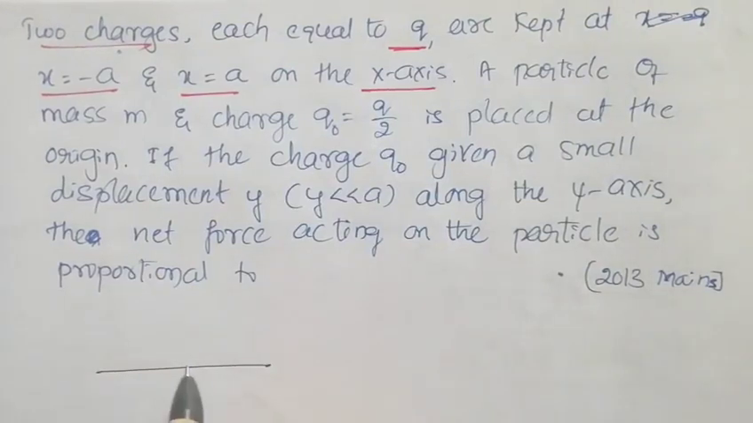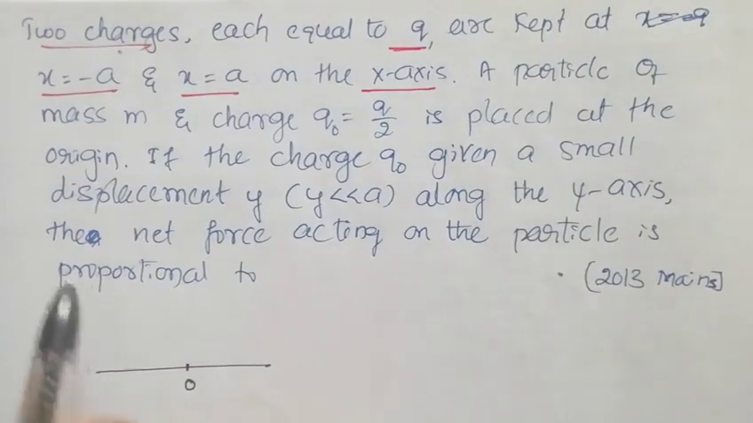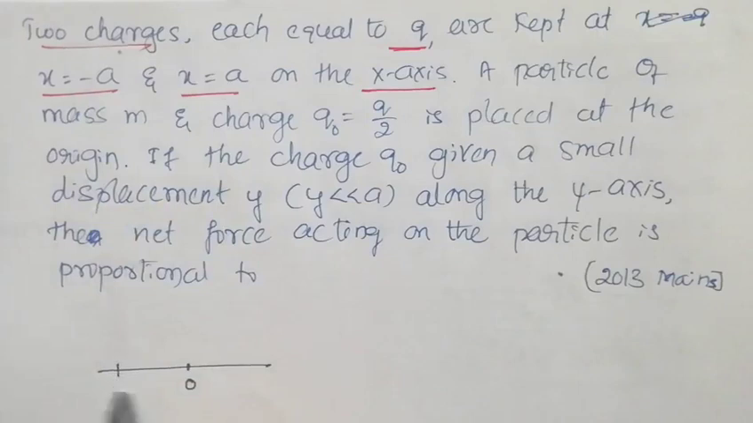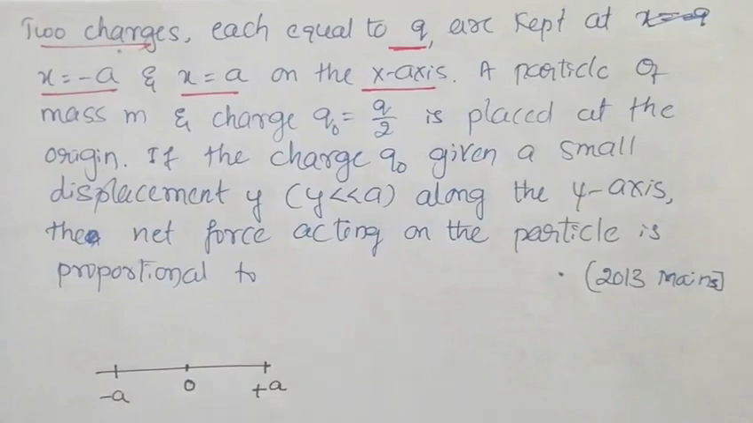Okay, let me take this as the origin, that is 0. So we have kept charges at x equal to minus a and plus a. Let me mark here minus a and plus a. So this is minus a and this one is plus a. Okay, now let us move on to the question.